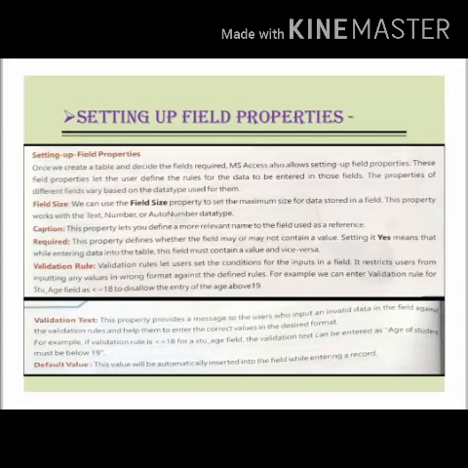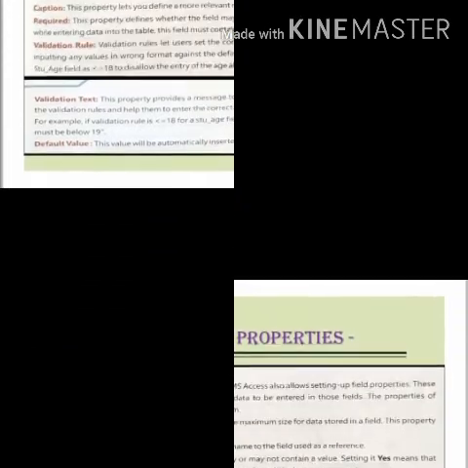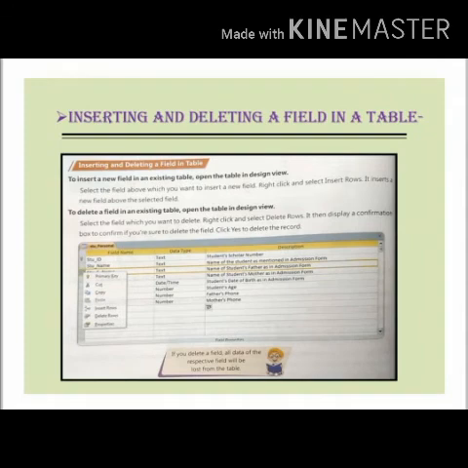Now the last property is default value. The default value will be automatically inserted into the field while we are entering a record. Inserting and deleting a field in a table. For inserting a new field in an existing table, we have to open the table in design view. Then we select the field above which we want to insert a new field, right click, and select insert rows. It inserts the new field above the selected field.